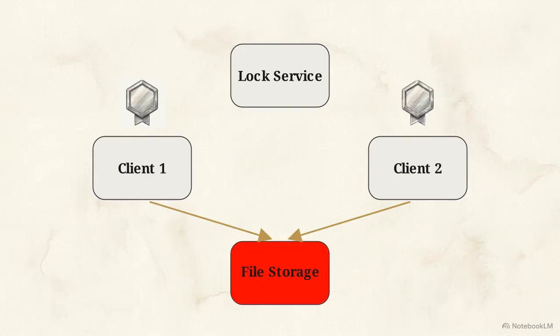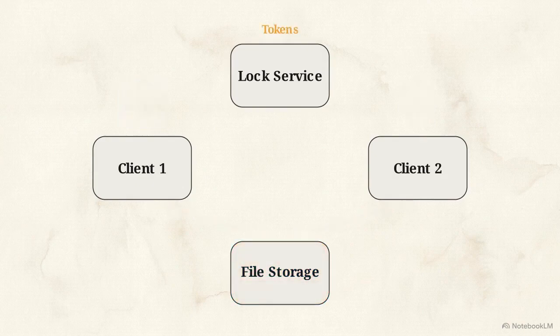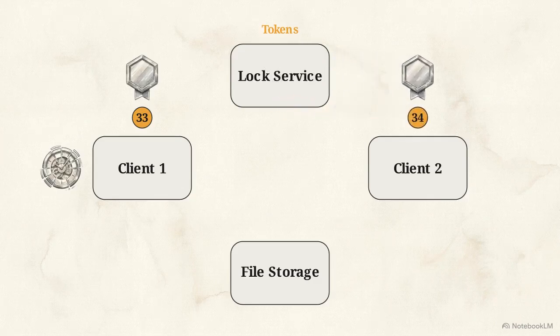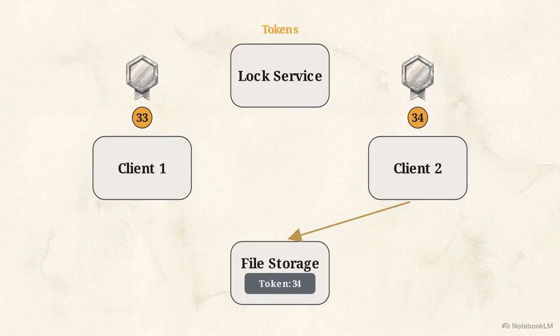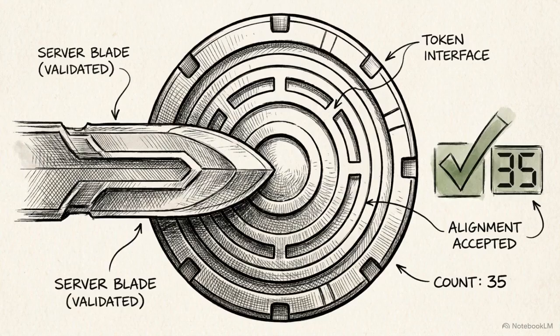This updated diagram introduces fencing tokens. To prevent corruption, the lock service issues a monotonically increasing token alongside every lease. Now, when the paused Client 1 wakes up and attempts a write with token 33, the storage service checks its records. It already processed token 34 from Client 2, so it rejects the outdated request.